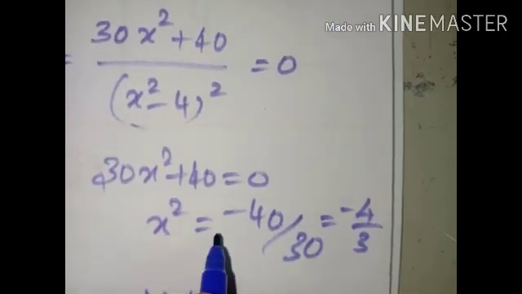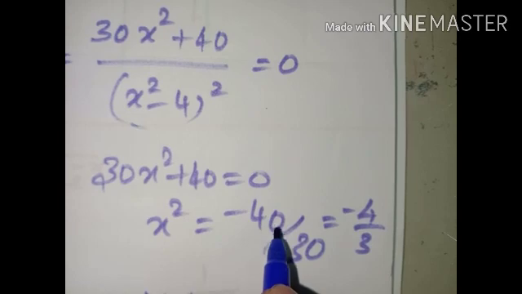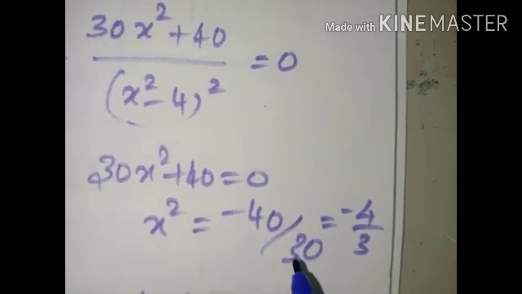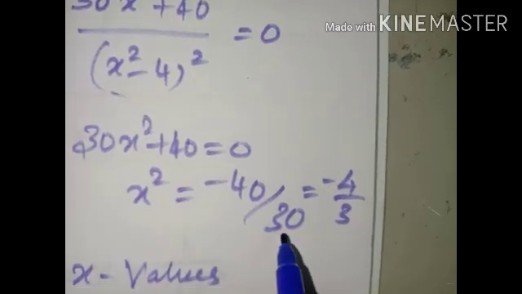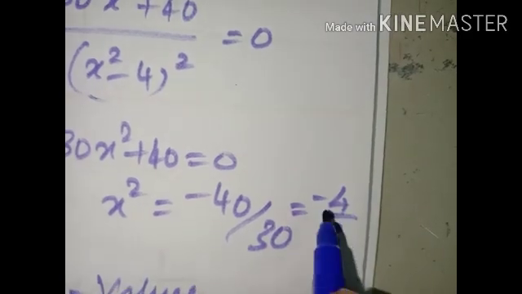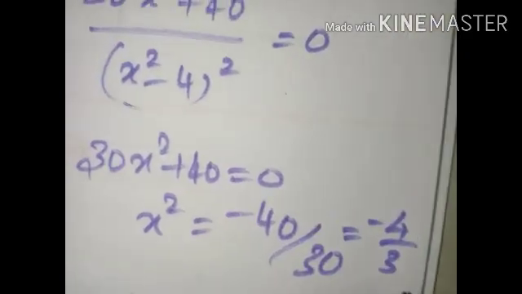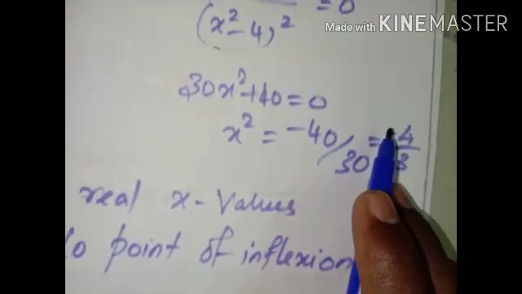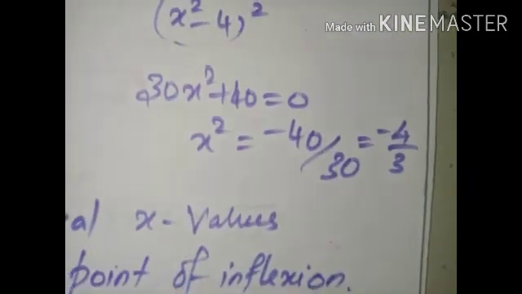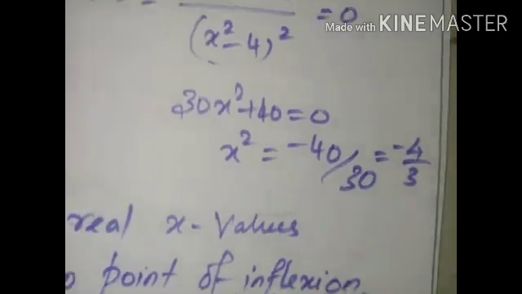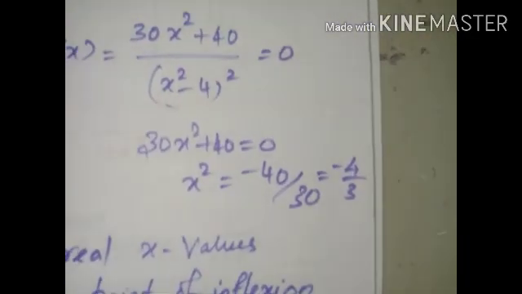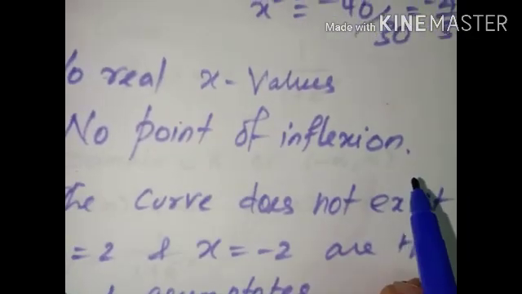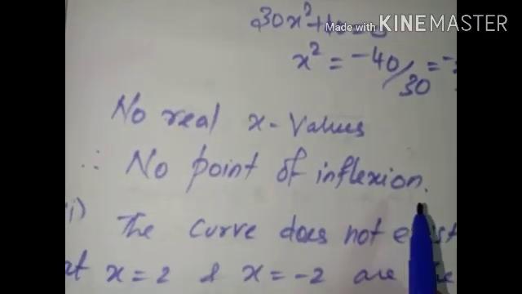So x square equal to minus 40 divided by 30, which is equal to minus 4 divided by 3. So no real values. For a negative value, x square equal to a negative value is a complex number. Okay, so therefore there are no real values, so no point of inflection. The point of inflection is no.